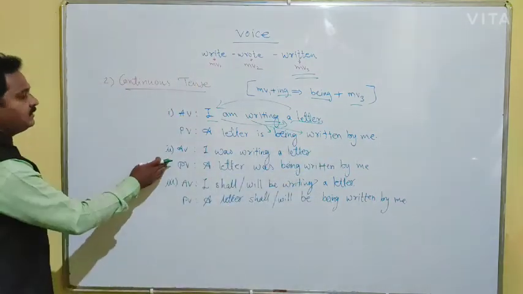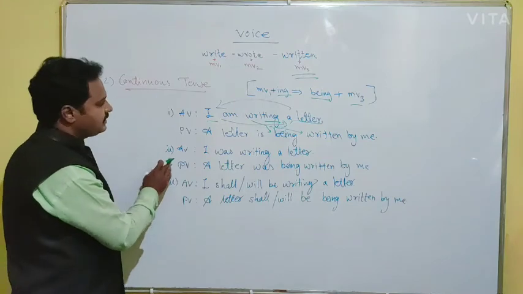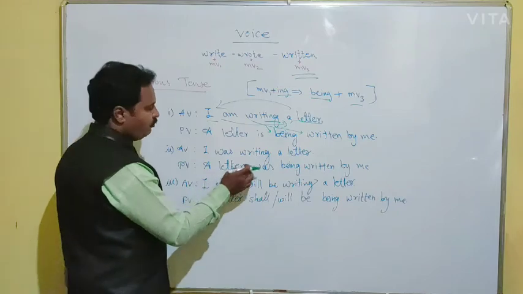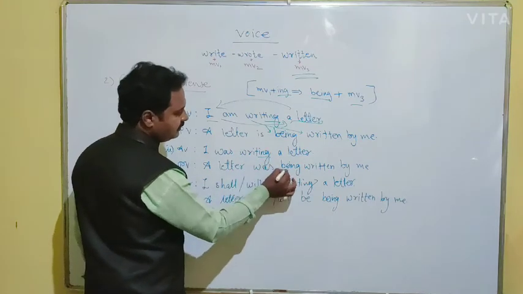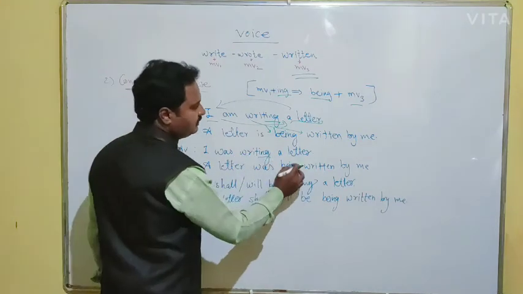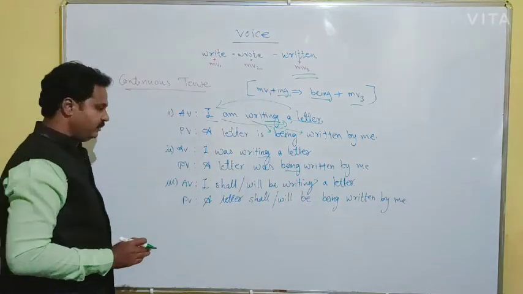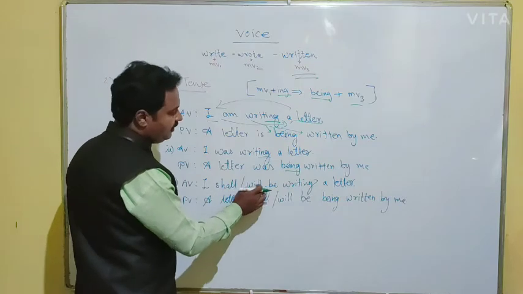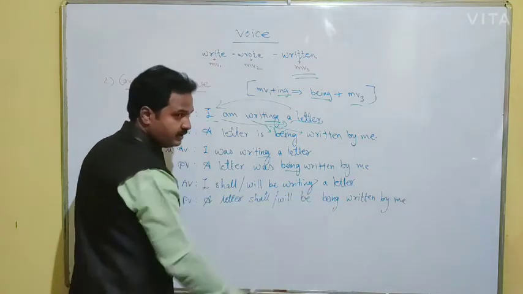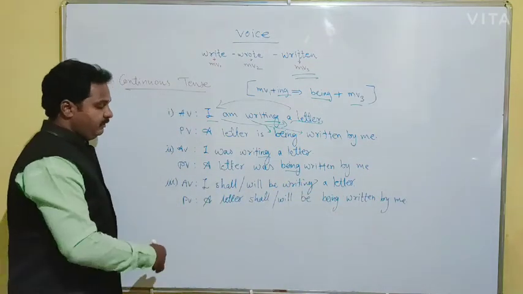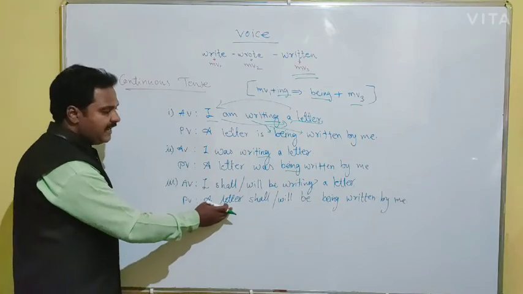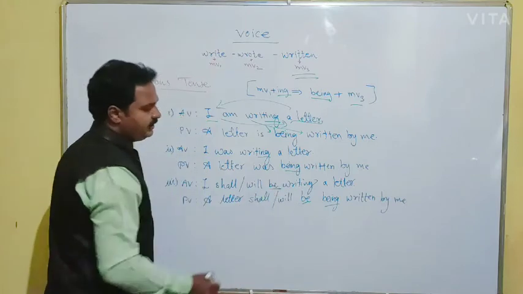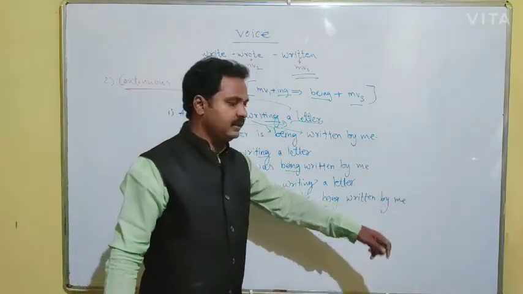Then continuous past tense. I was writing a letter. A letter was being written by me. The doer is there with by. And continuous future tense: I shall or will be writing a letter. It will become in passive voice: a letter shall or will be being written by me. We put both here.